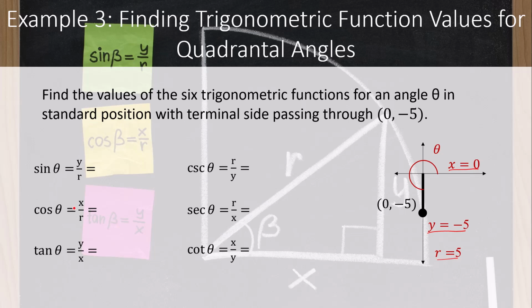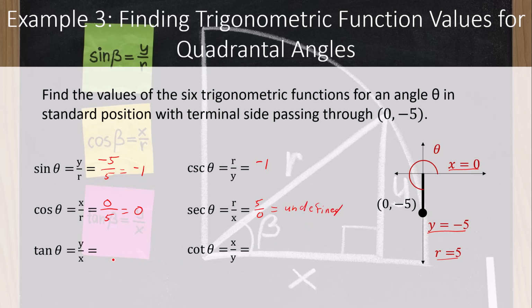Okay, so what is the sine of theta? Well, it's going to be y over r, which is -5 divided by 5, which will give you -1. The cosecant of theta is going to be the reciprocal of sine theta, which, once again, is -1. What about cosine theta? Well, that is going to be 0 divided by 5, which is 0. The secant of theta is going to be the reciprocal of that, 5 divided by 0. We cannot divide by 0, so this is going to be undefined.